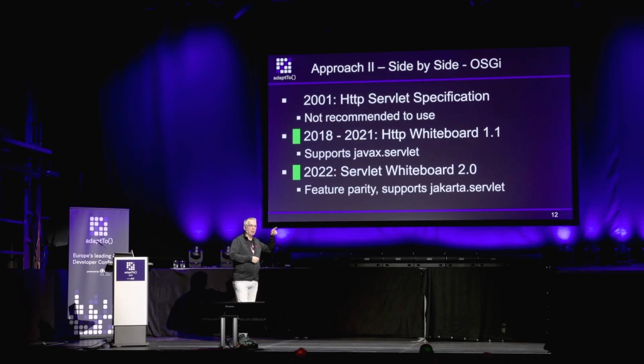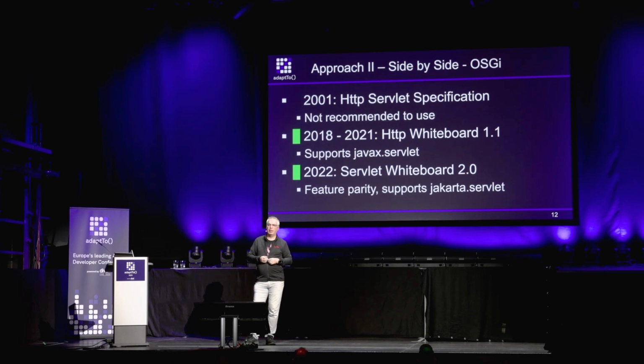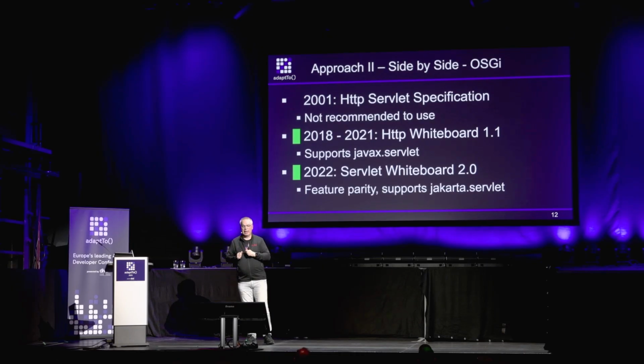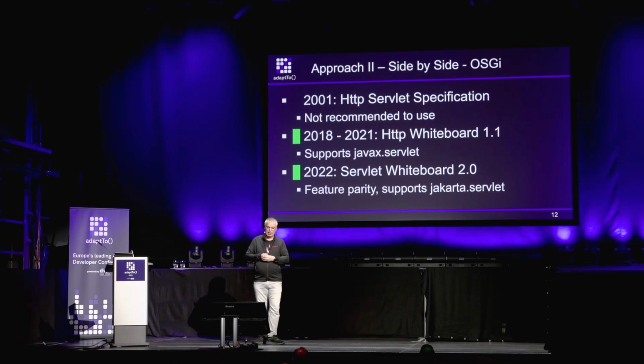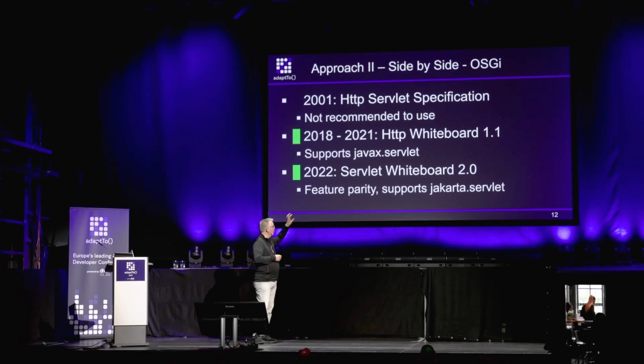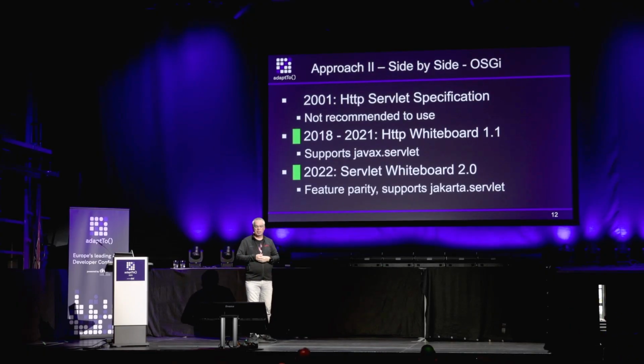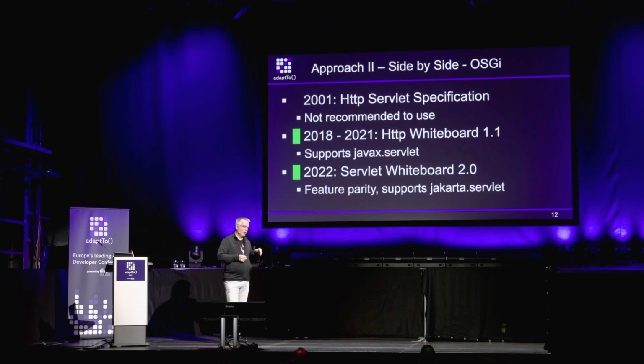In 2018, we came up with the HTTP Whiteboard specification, which is the way of developing servlets, filters, and whatnot in OSGi. So that's the way, as Sling is based on OSGi, how you do things. And that supported, obviously, the old version. And then we worked for a long time on the new version, the next one. And if you forget about the version number, just look at the name, you see we renamed the specification. Because it's a new specification. Servlet Whiteboard sounds similar, is the same thing in the end.